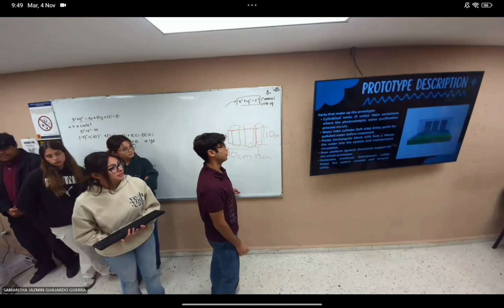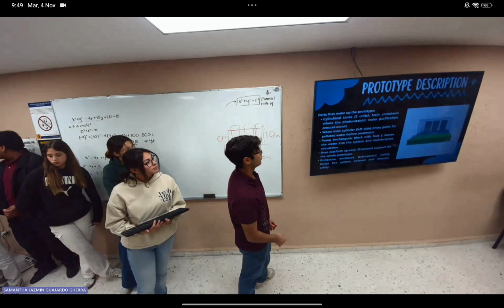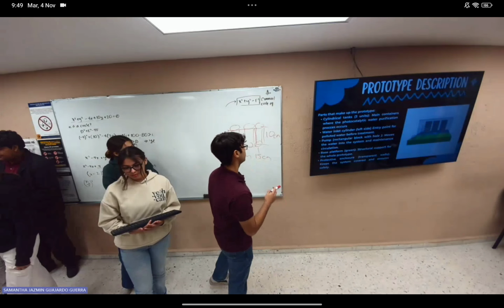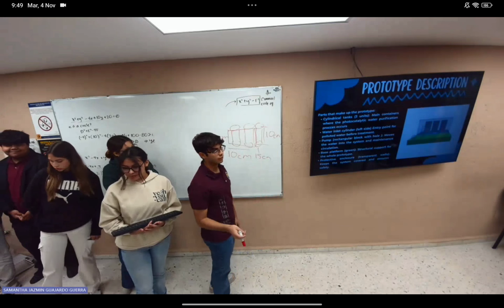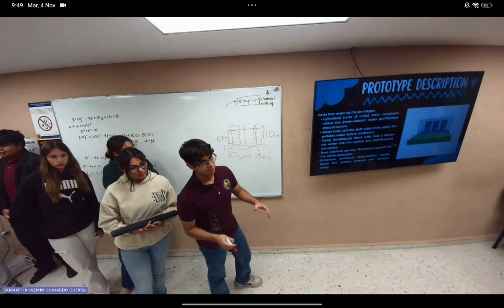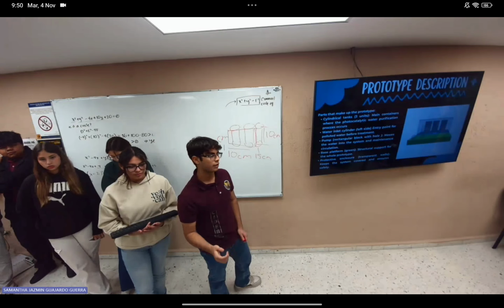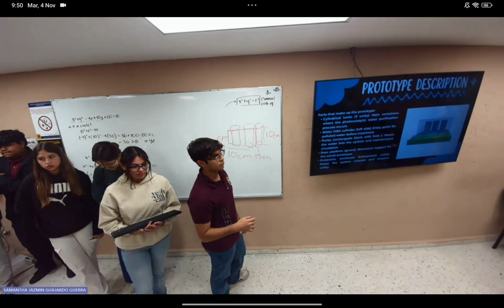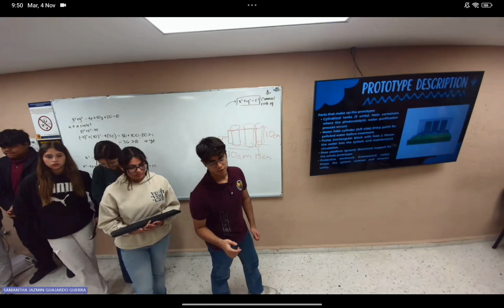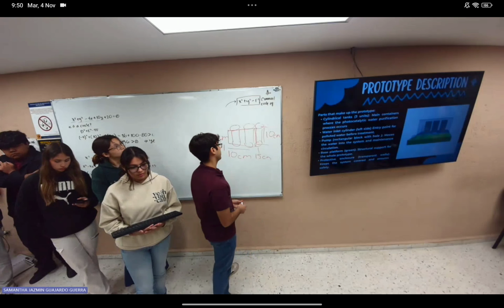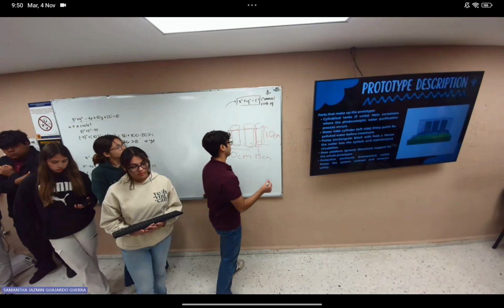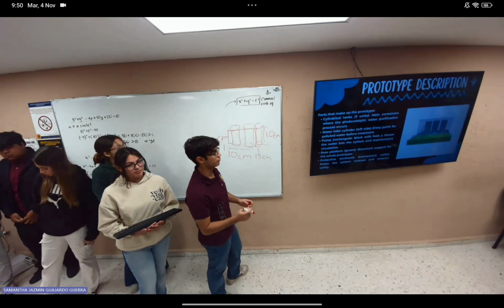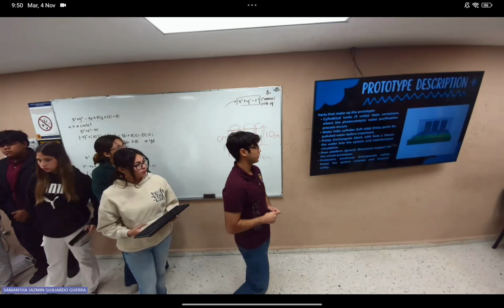What is the function of the prototype? We'll use the cylinders as the base of the prototype because when the water passes through the cylinder, it removes the contamination from the water, and then the water passes to the rectangle, to the container, and that's it.